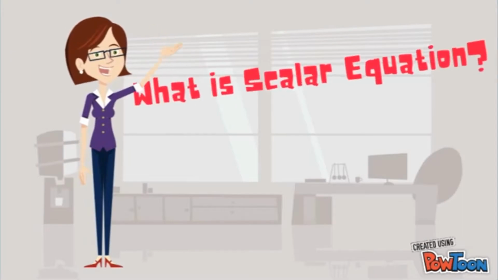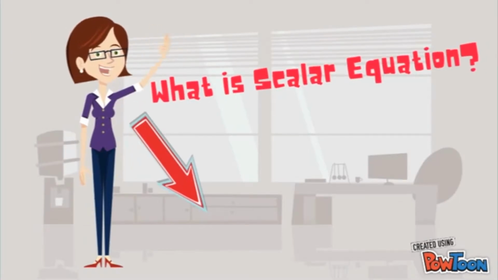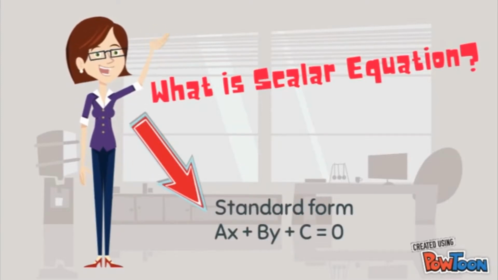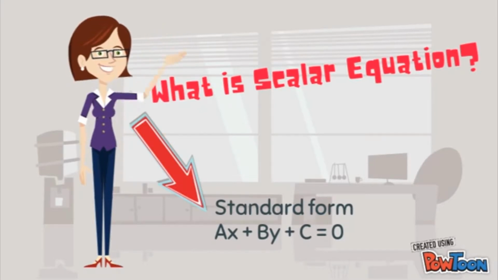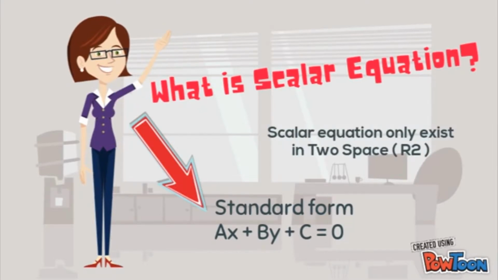So what is a scalar equation actually? Scalar equation, also known as standard form. A scalar equation only exists in 2 space, in short form R2.